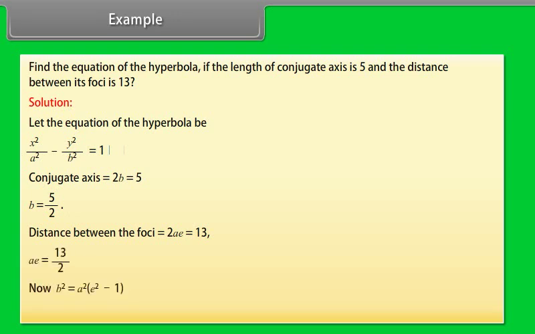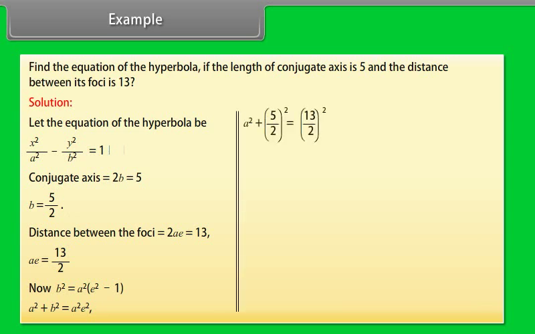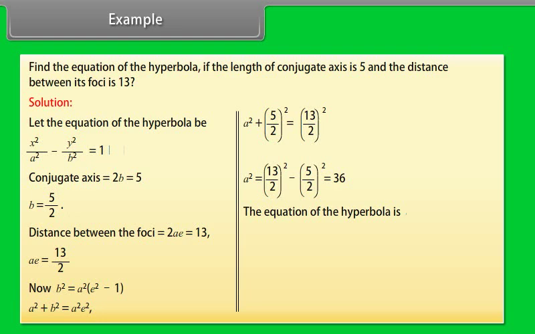Now, b square is equal to a square into e square minus 1. A square plus b square is equal to a square e square. A square plus 5 by 2 whole square is equal to 13 by 2 whole square. A square is equal to 13 by 2 whole square minus 5 by 2 whole square is equal to 36. The equation of the hyperbola is x square by 36 minus y square by 25 by 4 is equal to 1. That is, x square by 36 minus 4y square by 25 is equal to 1.